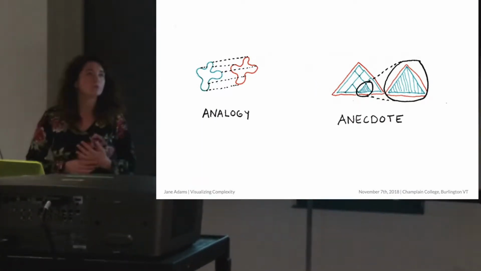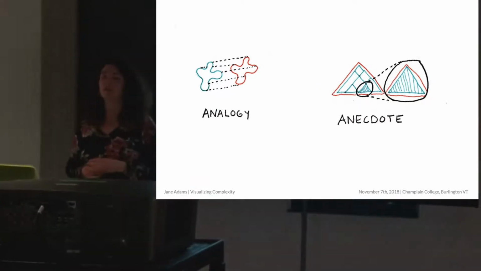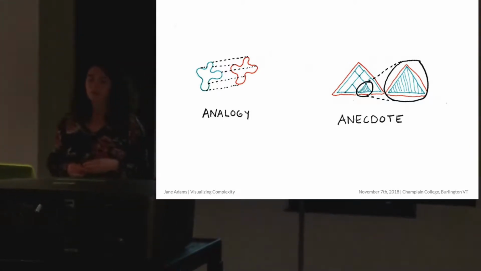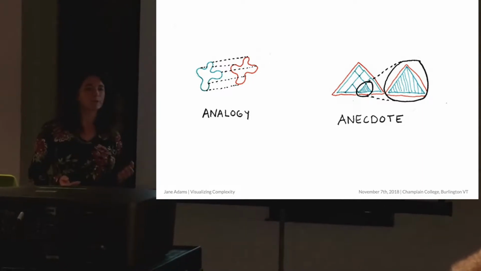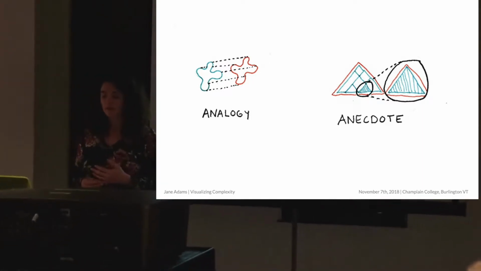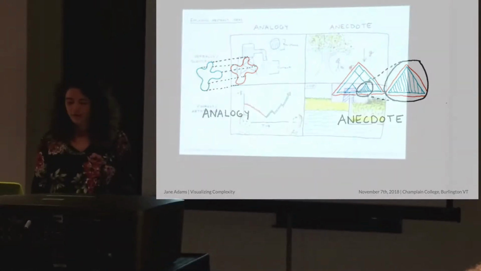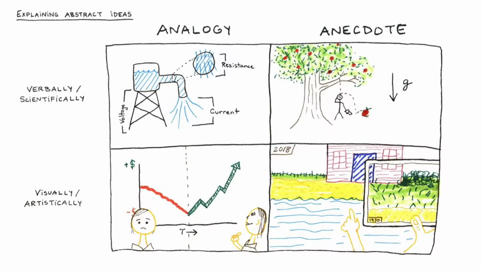So two ways that I've been thinking a lot about how to visualize complex ideas, or especially abstract ideas, are analogies and anecdotes. Like communicating with cartoons a lot, so these are some. Scientifically and verbally, we a lot of times will use analogies, like when we're learning about electronics, we'll talk about electricity moving through a wire like water moving through a pipe.